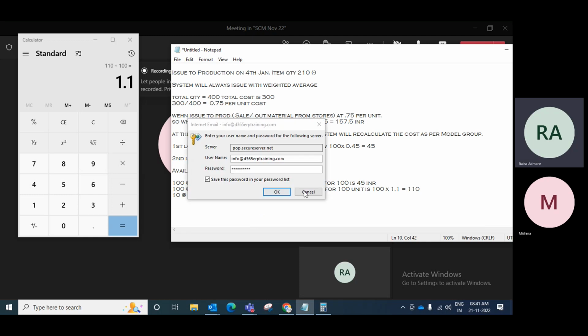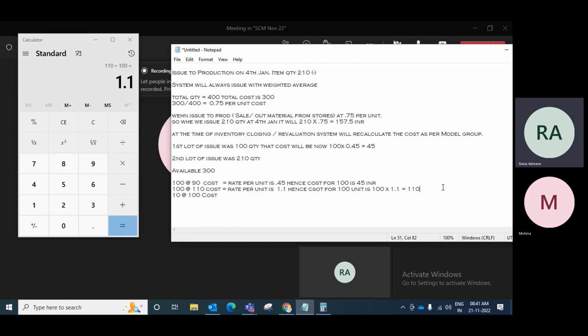ये खत्म हो जाएगा. After that you have 10 quantity at the rate of 100. So rate per unit कितना है इसका? How much rate per unit? 100 divided by 10, so 1.0. Hence 10 units, 10 rupees. That is 10 into 1 is equal to 10.